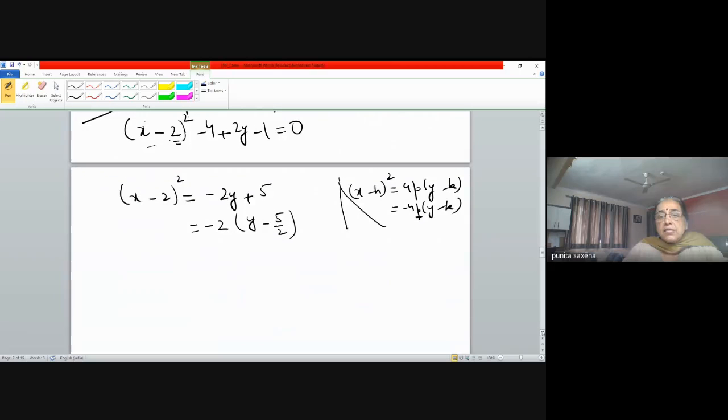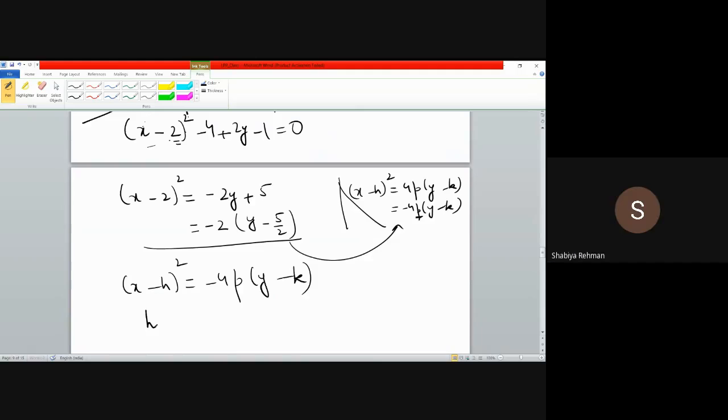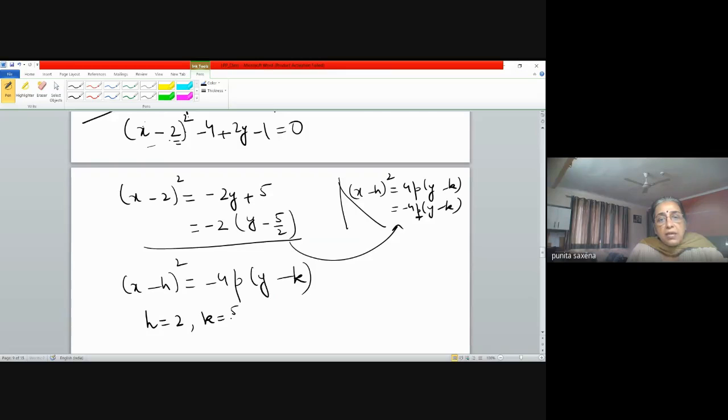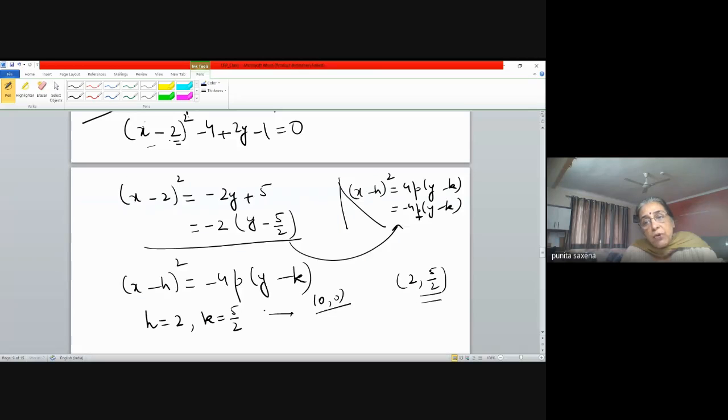So basically if I compare my equation with this second equation, अब हमारी स्टैंडर्ड इक्वेशन क्या है? x माइनस h whole square equals minus 4p इंटू y माइनस k. Is it okay? That means my h is 2 and my k is 5/2. तो that means अब मैंने अपना सेंटर 0 0 से उठा के कहाँ पे शिफ्ट कर दिया? 2, 5/2 पे. अब 2, 5/2 पॉइंट कहाँ पे हुआ? कहीं ना कहीं फर्स्ट क्वाड्रेंट में.